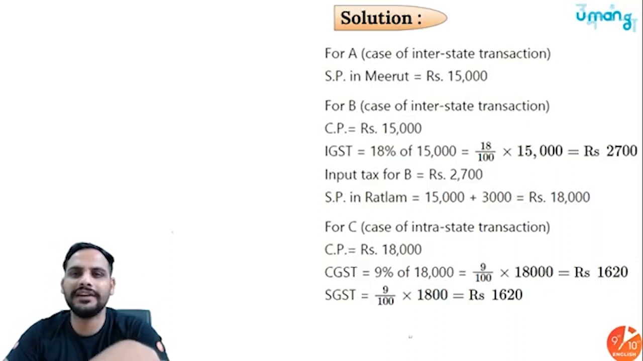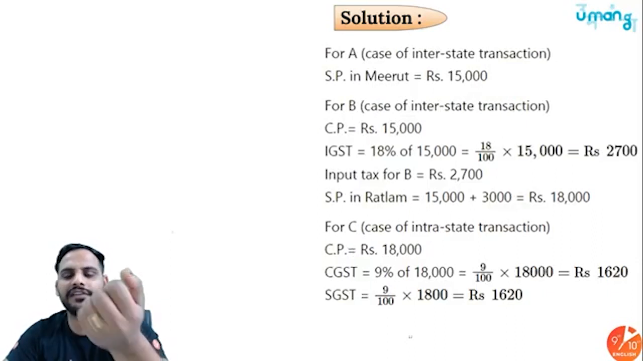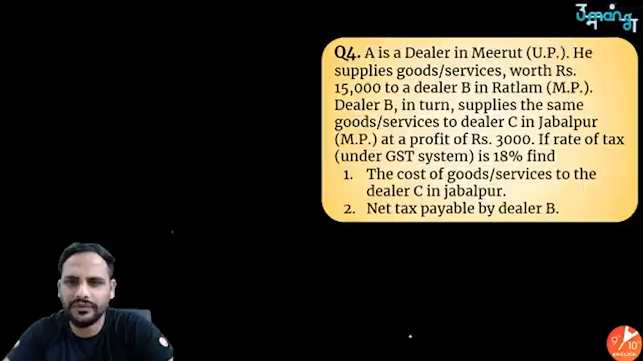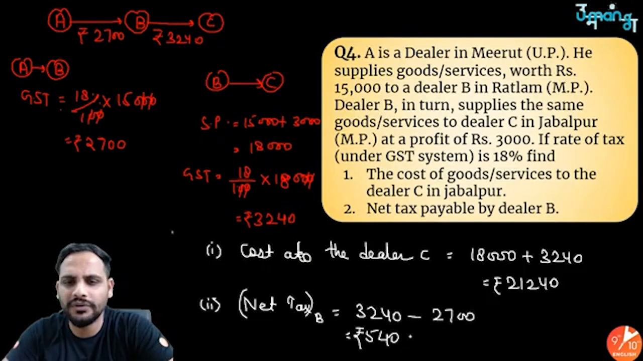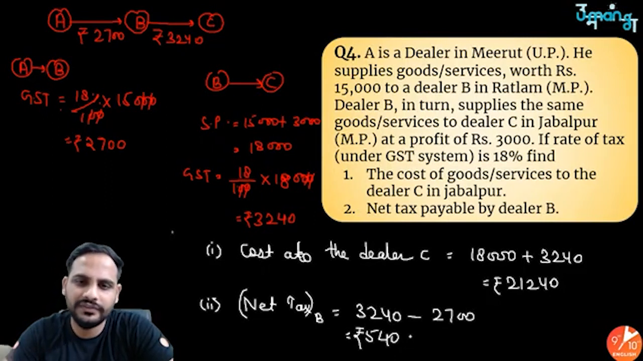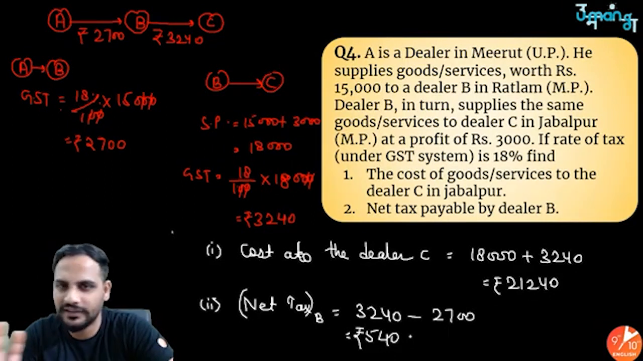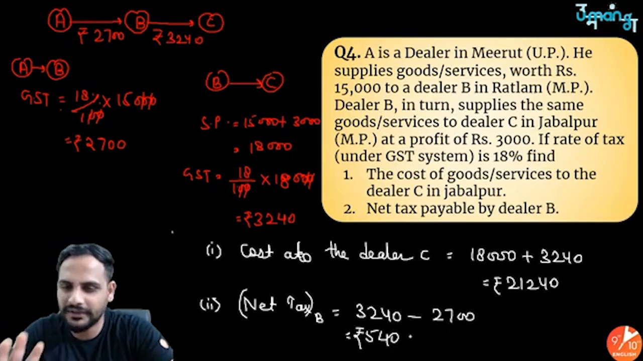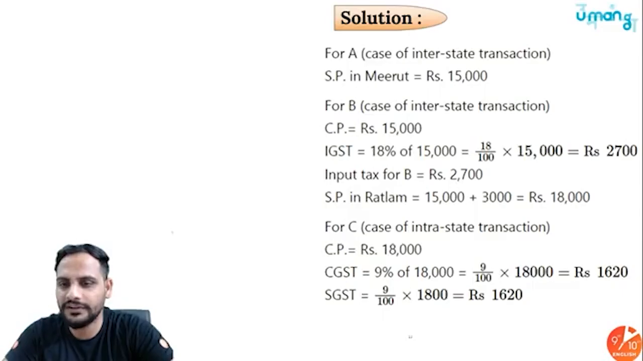The only thing is when it is within the state, CGST and SGST, you can write separately or you can do it together also. If it is, suppose, 3,240, you can say 1,620 is CGST, 1,620 is SGST. Simple thing. Okay. Chalo, next question and the last question.